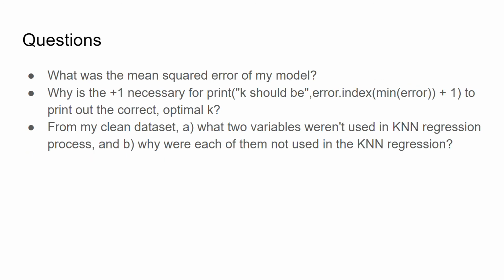And for my 3 questions: A, what was the mean squared error of my model? B, why is the +1 necessary for the statement print K should be error.index(min(error)) + 1 to print out the correct optimal K? And finally, C, from my clean data set, what 2 variables weren't used in KNN regression, and why were each of them not used in the KNN regression model?